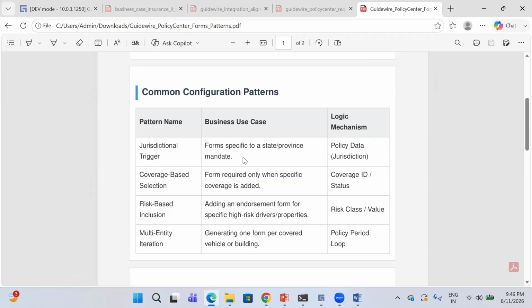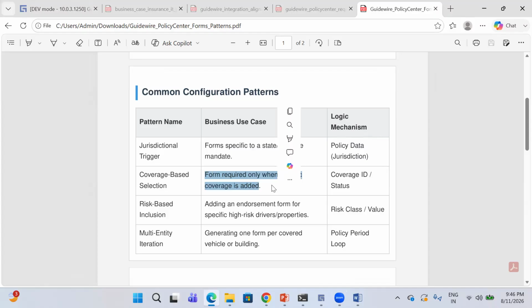Second use case, let's say a form required only when a specific coverage is added. For example, non-commercial auto liability. Non-commercial auto liability means a person working in a particular industry, for example, who is using a personal vehicle but going on a business trip, to meet some other client. It's not a commercial auto, it's a non-commercial auto, but liability coverage is there.